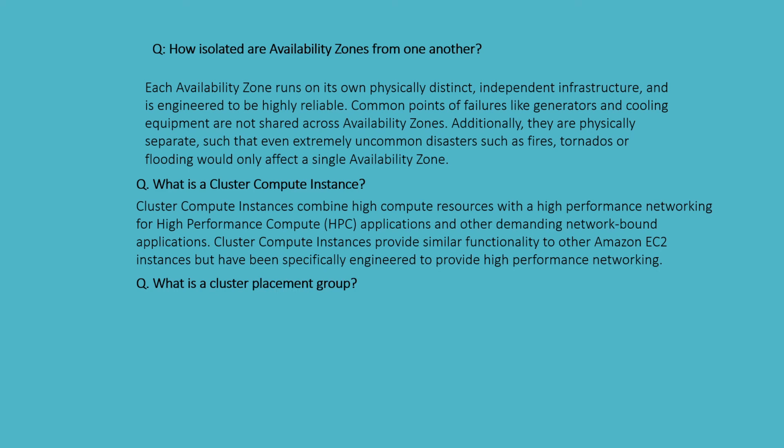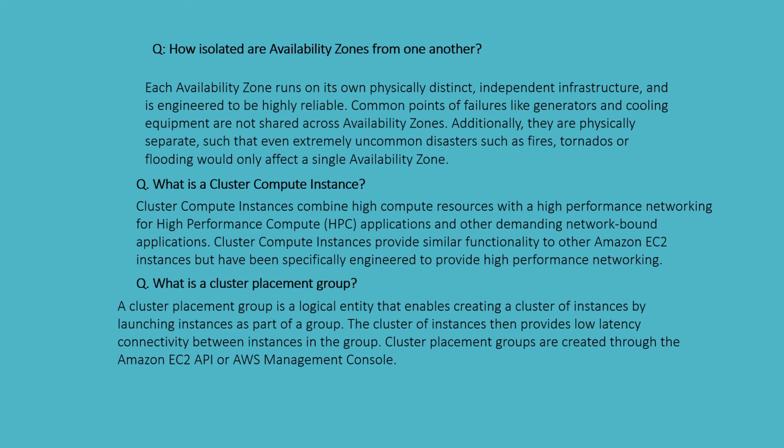What is a cluster placement group? A cluster placement group is a logical entity that enables creating a cluster of instances by launching instances as part of a group. The cluster of instances provides low latency connectivity between the instances in the group. Cluster placement groups are created through the Amazon EC2 APIs or the AWS Management Console.